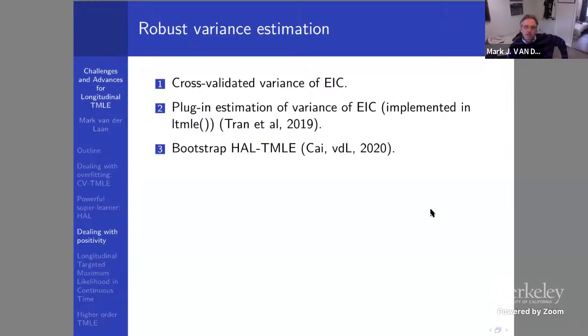Another thing we have done, as I said, is that when you use highly adaptive lasso for your initial estimates, you can actually do the non-parametric bootstrap. And that allows us to also get wider confidence intervals when that makes sense, and also to pick up second order remainders.